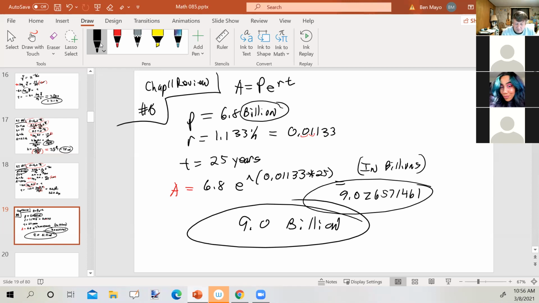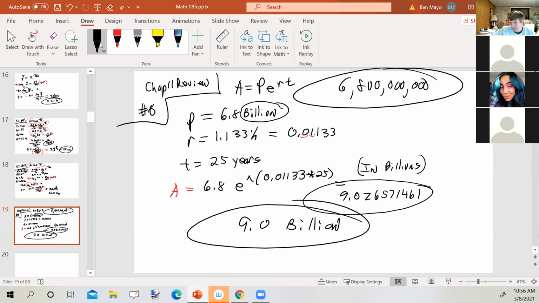Because if the original number had been written like this, then we would have written the whole thing out like that. But because it's 6.8 billions, we find our answer in billions.